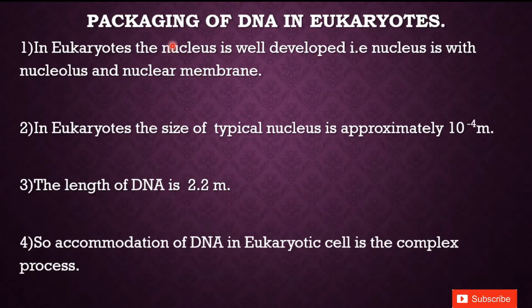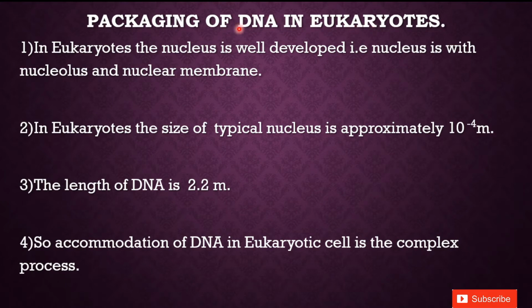Hi students, today we are going to study about packaging of DNA in eukaryotes. Before proceeding with this, I will first explain what eukaryotes are. Eukaryotes are cells where the nucleus is well developed. Well developed means the nucleus has a nucleolus and a nuclear membrane. Means a fully developed nucleus is present in the cell; those cells are called eukaryotes. So today we are going to study packaging of DNA in eukaryotic cells.